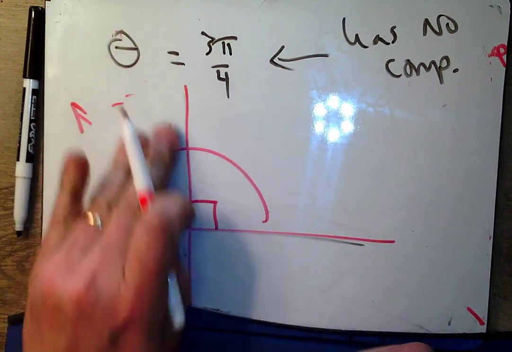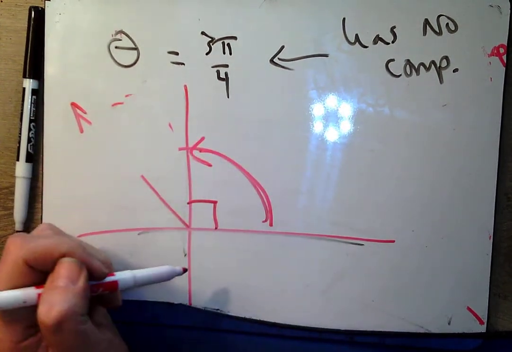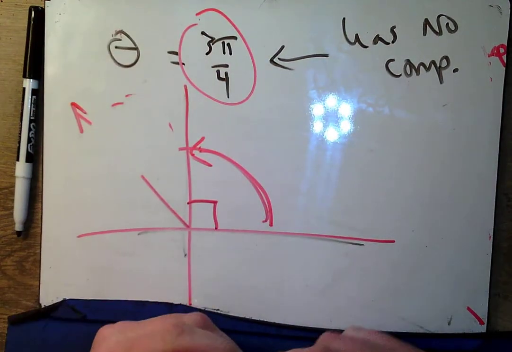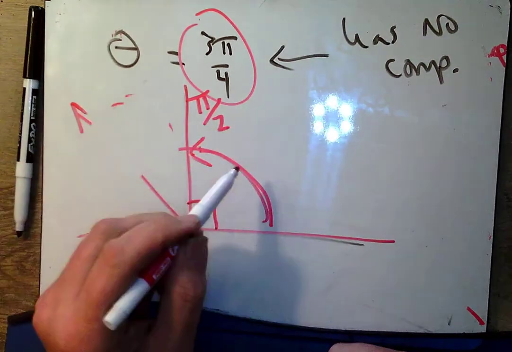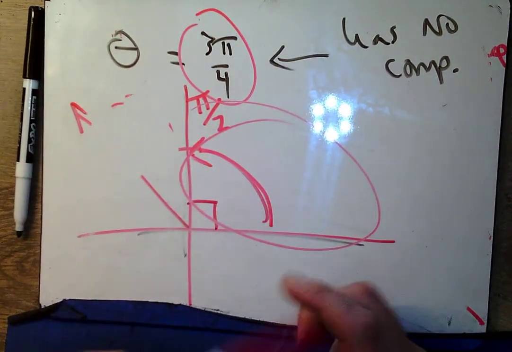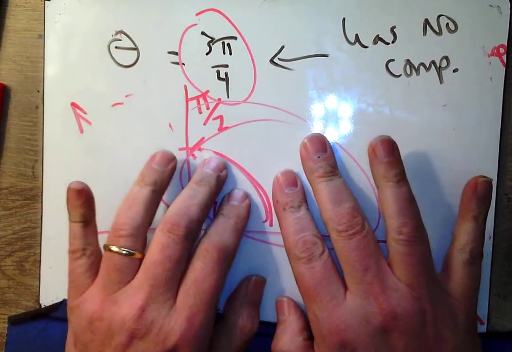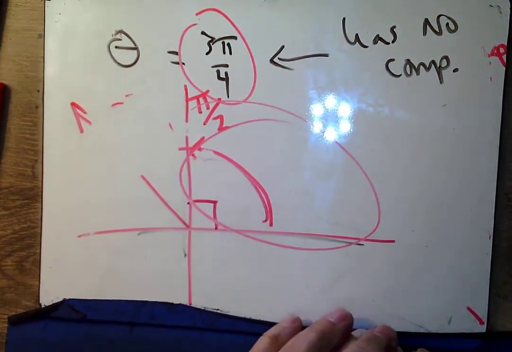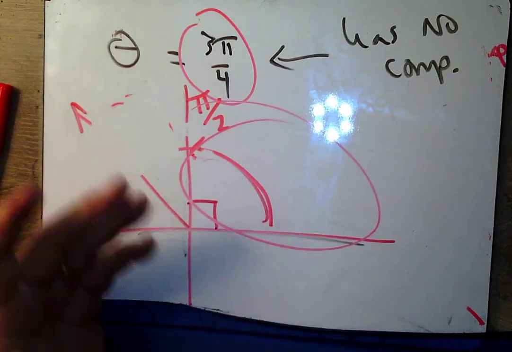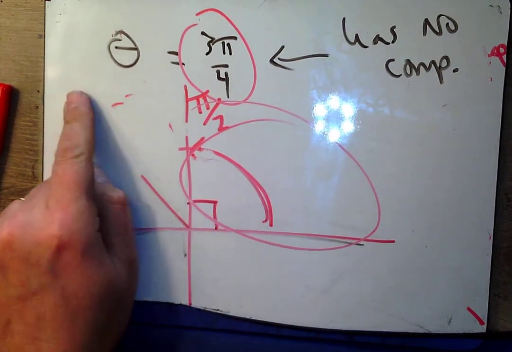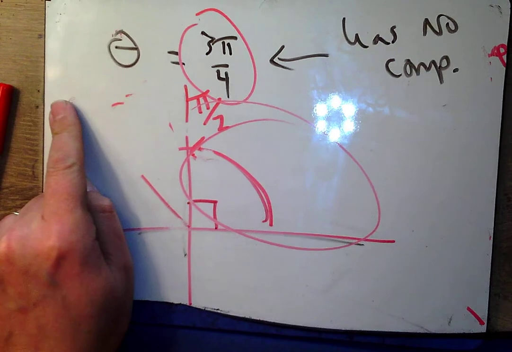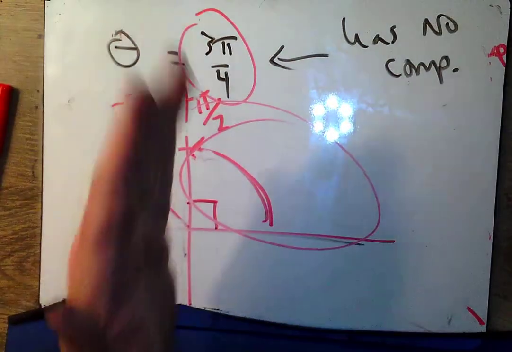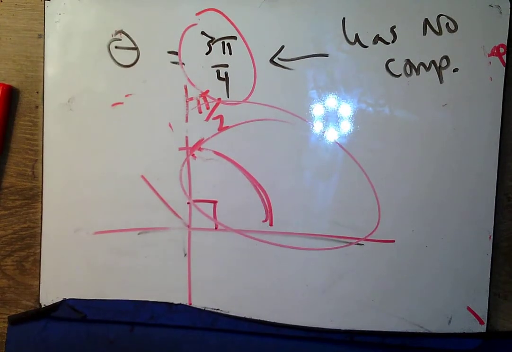So anytime I go past here with my angle, that's never going to have a complement. Complement has to be something in here. Two angles in here, in the first quadrant, that add up to pi over 2, or that add up to 90 degrees. 50 degrees and 40 degrees, great. But 120, 135 degrees? No, that's too big. Complement stops at 90. Complement stops at pi over 2.